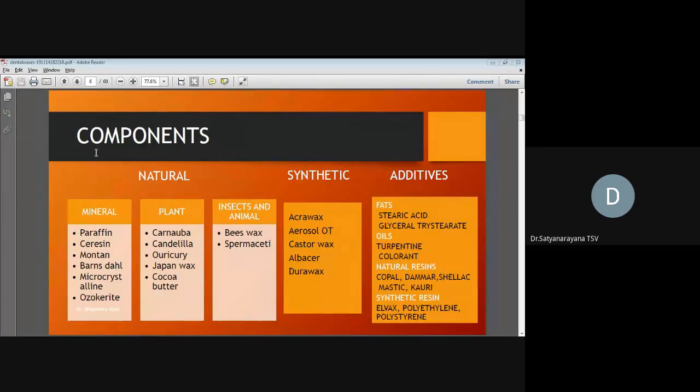Hello, these are the Yes. additives. Okay, these are the doubt unte adagandamma. These are the additives usually which we add to all the waxes.